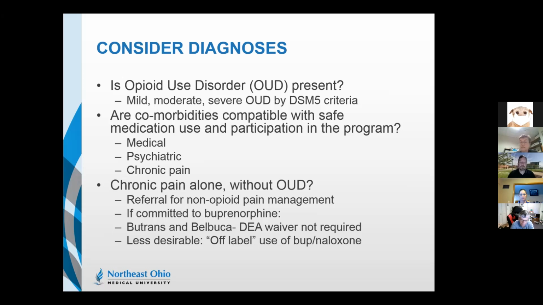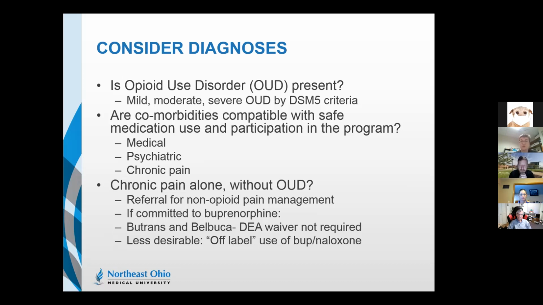The other diagnoses that we'd want to think about are medical, psychiatric, or chronic pain diagnoses that are going to have an impact on the patient's ability to do treatment. And occasionally we might find a patient who doesn't have opioid use disorder who really has chronic pain and is referred to us. Sometimes it's not all that clear.